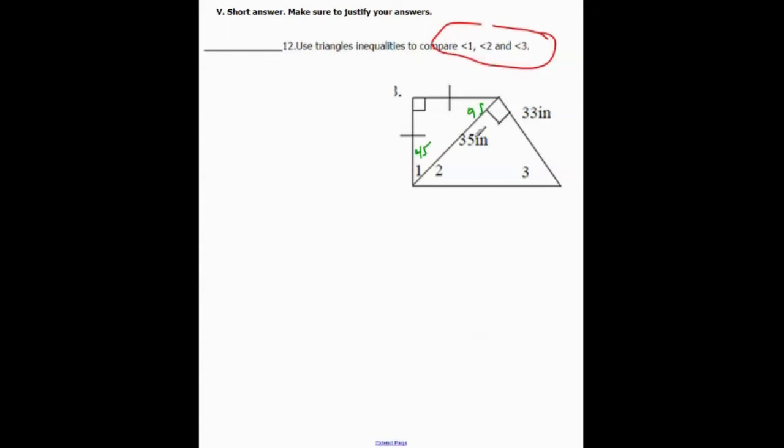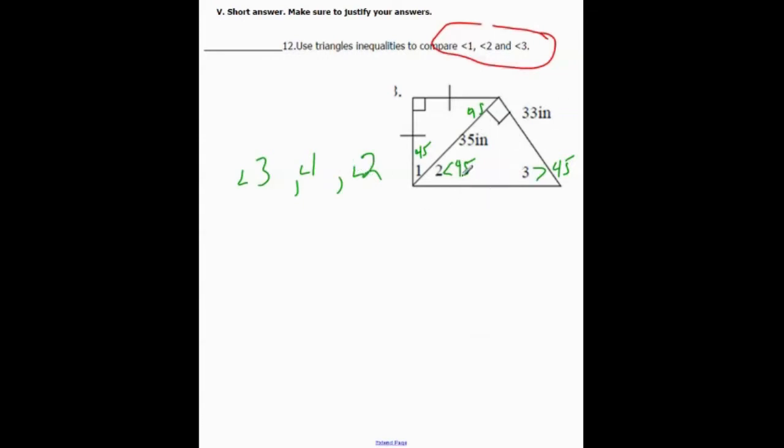Well, guess what? Here's the big side over here. So this angle is going to be bigger than this guy right here. So 3 is going to be bigger than 45, and number 2 is going to be less than 45. All right? So we know that if this is smaller than 1, then 1 is going to be the middle one. This is my smallest one, and that's going to be our biggest. So it's going to be 3, 1, 2. These are my angles, and I can put little angle marks in here. There we go.